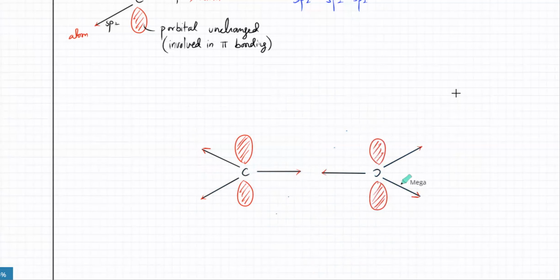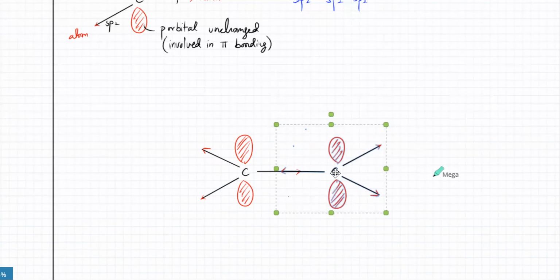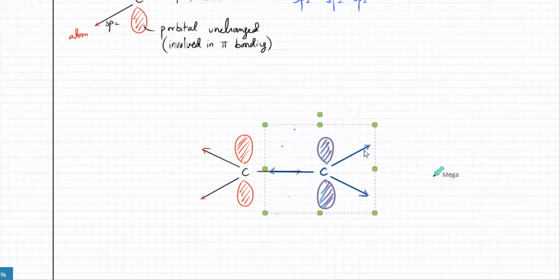And just let me rotate the C as well. So 2 carbon atoms, both of them sp2 hybridized. So they're going to form a sigma bond. The electrons would overlap and they would form a sigma bond in the middle. And electron density would overlap. So that's your sigma bond.